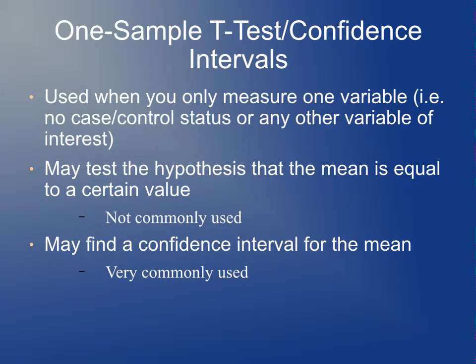When you have one sample, what's much more common is to use it to find a confidence interval for the mean. Pretty much any paper where you report a mean, you will want to report a confidence interval or a standard error to give you some type of idea of the uncertainty of this estimate.